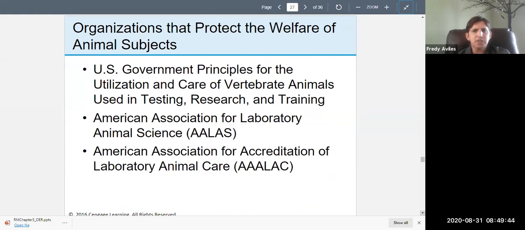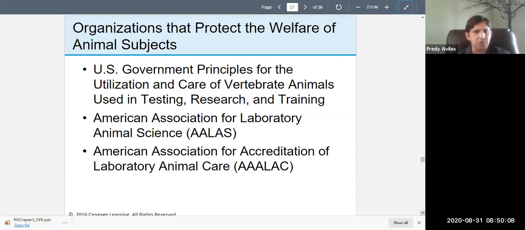There are organizations that protect the welfare of animal subjects. There's a whole bunch of them. There's the U.S. government principles for the utilization and care of vertebrate animals used in testing, research, and training. That's one organization. The American Association for Laboratory Animal Science. Okay, American Association for Accreditation of Laboratory Animal Care. So there's all these organizations, and there are more.